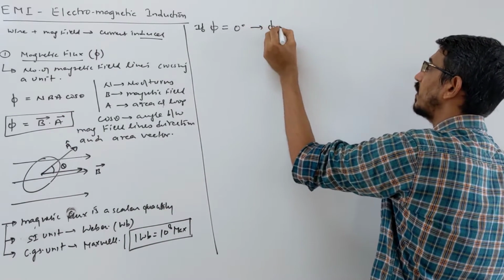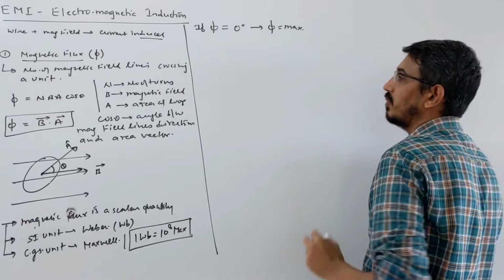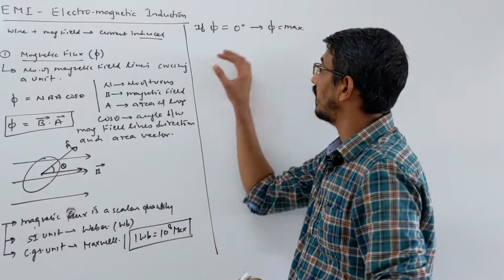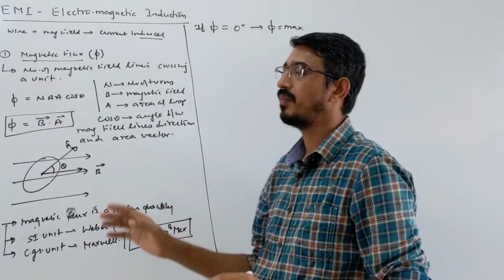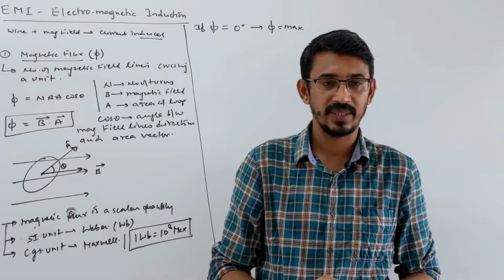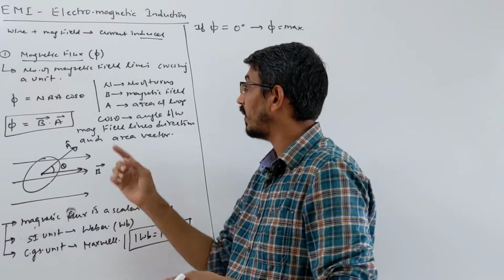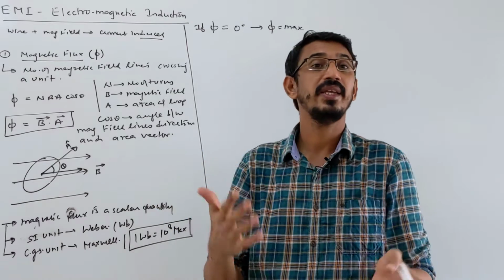Maximum. Then flux is what? Your maximum, right? Because cos 0 means what? 1. What's the meaning of this? When the angle is 0 degrees between magnetic field and area vector. So what's the angle between your magnetic field direction and area?